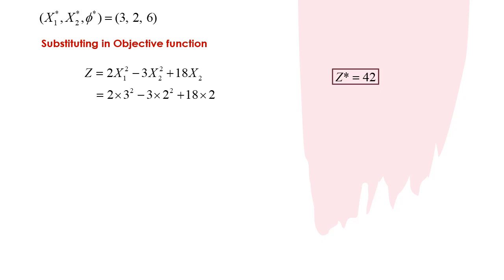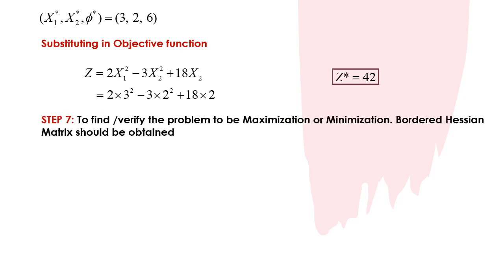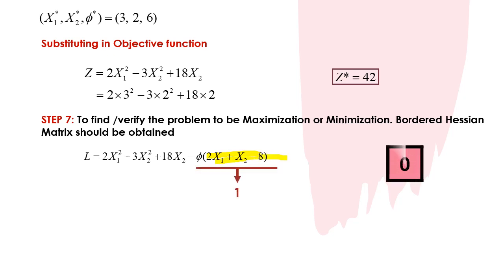Now I have to identify whether this z is a maximization problem or a minimization problem. To do that, I have to go for the bordered Hessian matrix. So let me proceed. So this is my L value. How many constraints are here? You have only one constraint here, which means I will get only one matrix, which is my first segment. For the second section, I have to partially differentiate with respect to phi. So dou L by dou phi and equate it to 0. You will get 2x1 plus x2 is equal to 8.